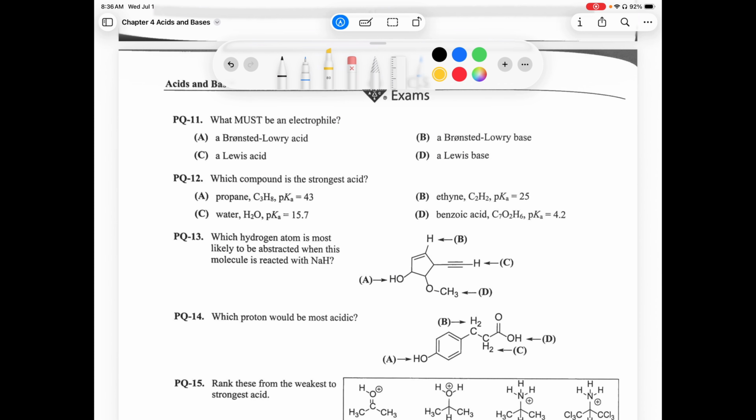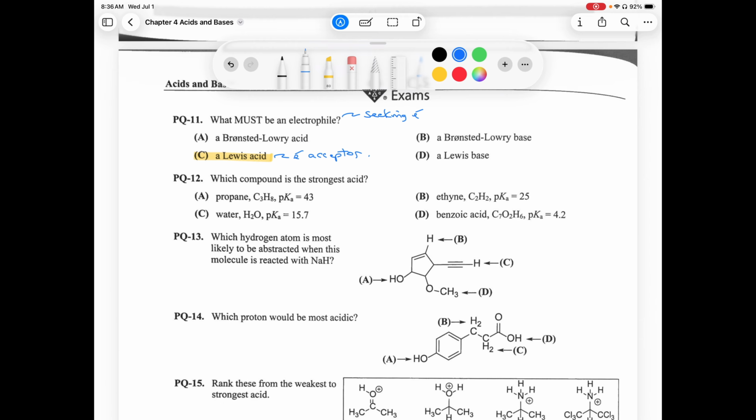What must be an electrophile? An electron lover, or something seeking electrons. We've got Bronsted-Lowry acid, Bronsted-Lowry base, Lewis acid, and Lewis base. You remember that a Lewis acid is an electron acceptor, and so it's certainly seeking electrons. Now, before I answer question 12, which one of these is the strongest acid?